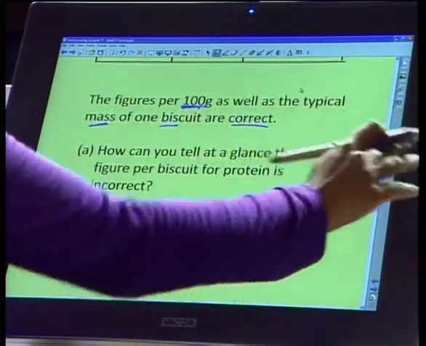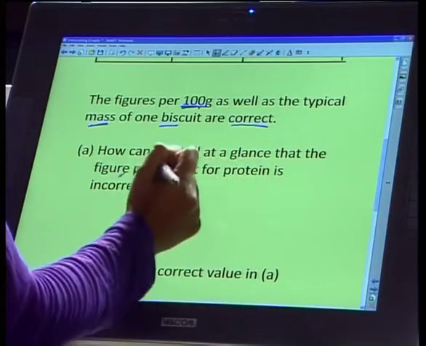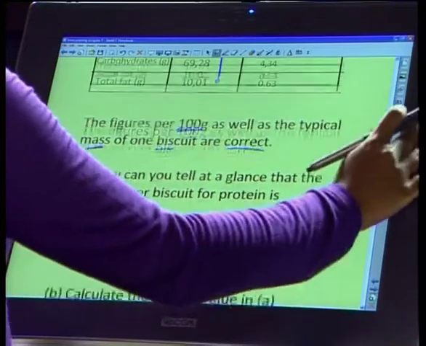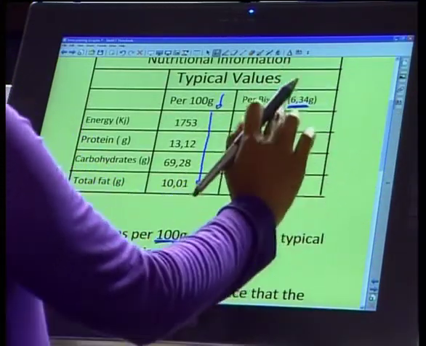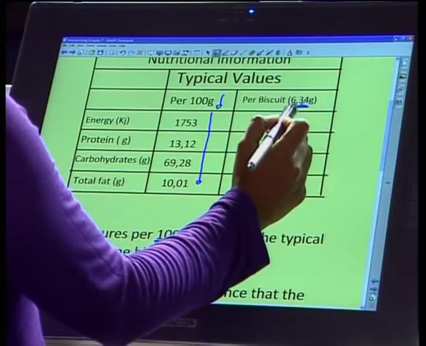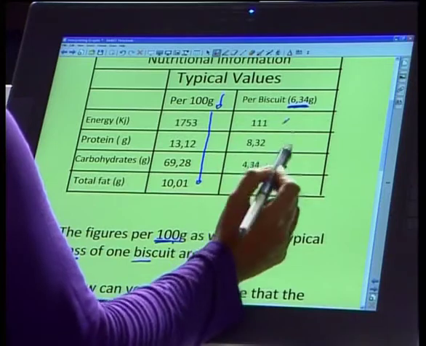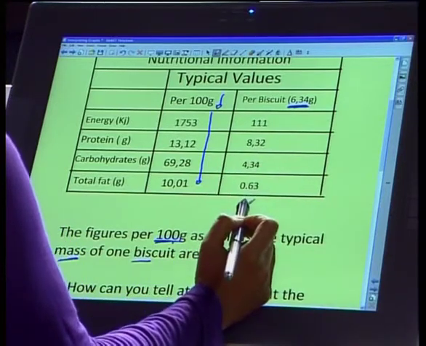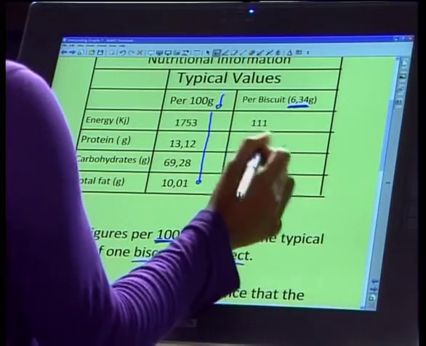They then say, how can you tell at a glance that the figure per biscuit for protein is incorrect? So let's go through and have a look at the figures per biscuit. Okay, so per biscuit, we know that each biscuit weighs 6,34 grams. And then we've got the energy content, protein content, carbohydrates, and total fat per biscuit. And straight away, you can see that there's this glaring mistake.